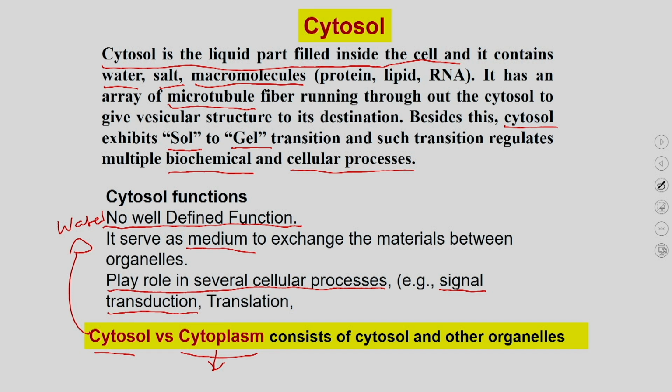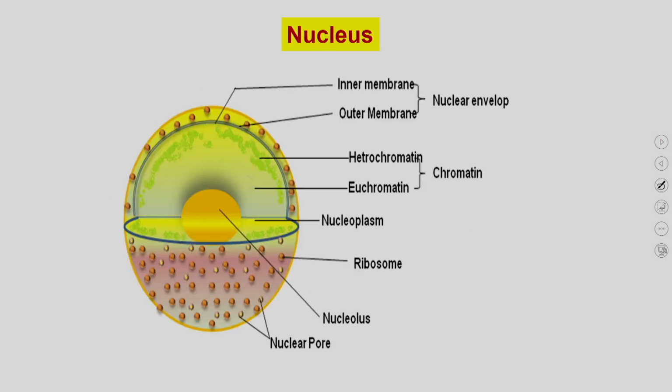So, cytosol does not contain the organelles, whereas the cytoplasm is the liquid part as well as the different organelles except the nucleus. Now, we will move on to the next organelle, and that is the nucleus.